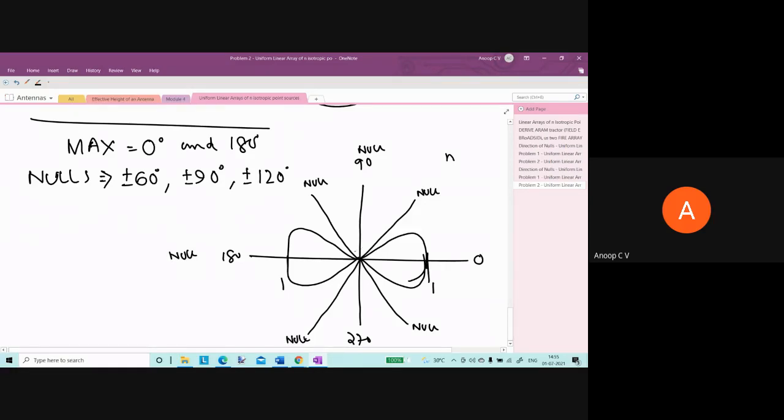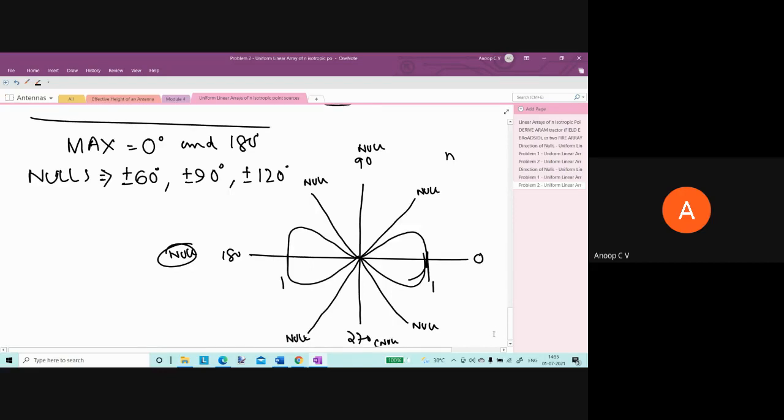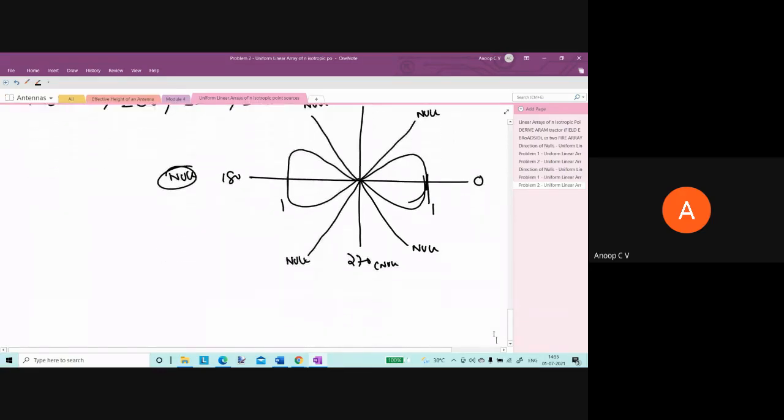So in between actually what? So this is not null. Sorry, I'm sorry. These are the nulls. This is another null. 270 is another null. By mistake, I wrote 180. Please excuse me. So we have minor lobes in between.